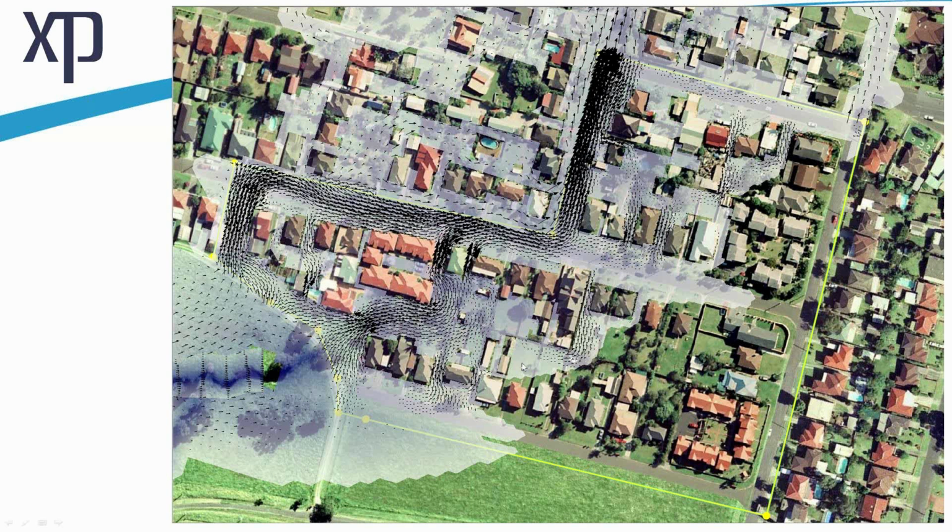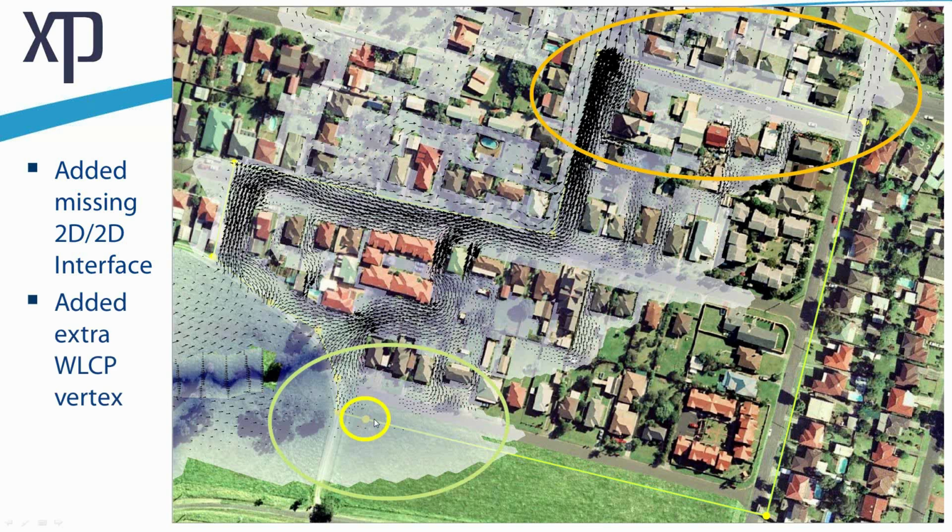The next slide shows results after we've inserted the 2D interface in the top right of the screen. So we're now seeing the water transfer from 2D grid to 5-meter grid very nicely down the road on both sides of that ellipse. Down the bottom corner, what we've done for this simulation is to insert an extra vertex inside that yellow circle. And you can see now that the flow patterns are much more realistic and we're not getting those strange and weird effects.